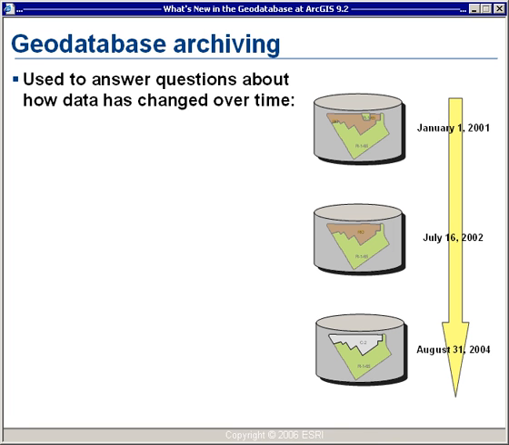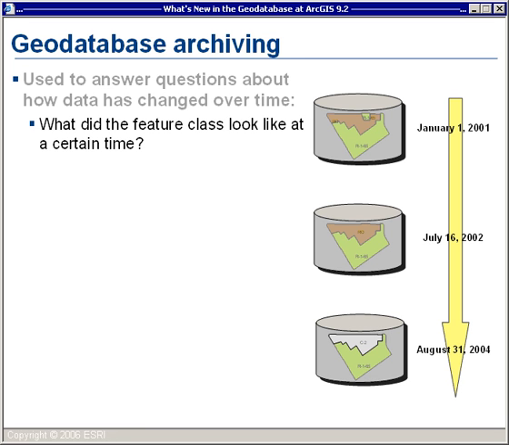The last thing we're going to talk about today is geodatabase archiving. Geodatabase archiving is new at 9.2 and provides the functionality to archive the changes that have occurred to a feature class or a table in a separate archive class. This functionality can be used to answer questions about how the data has changed over time. Like geodatabase replication, geodatabase archiving is only supported on data that has been registered as versioned.